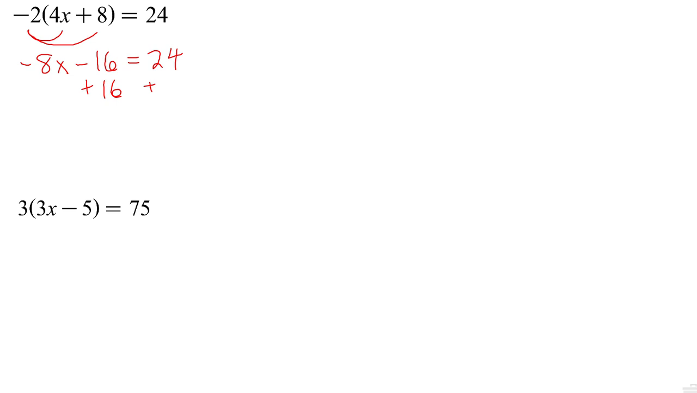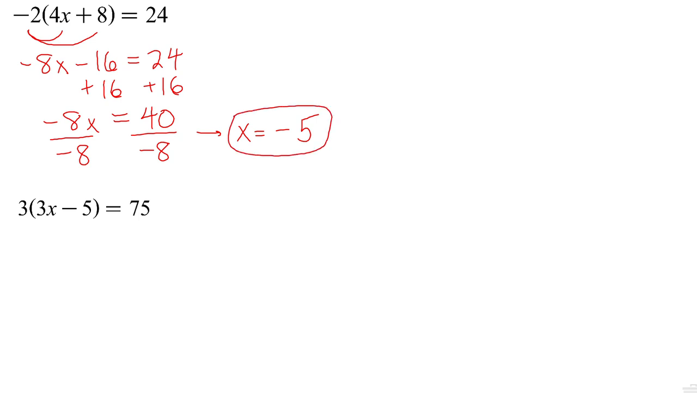Add the 16 to both sides. Gives you negative 8x equals 40. 24 plus 16 is 40. And then you divide by the negative 8, remembering that when you divide a positive by a negative, you get a negative. So our final answer will be x equals negative 5.